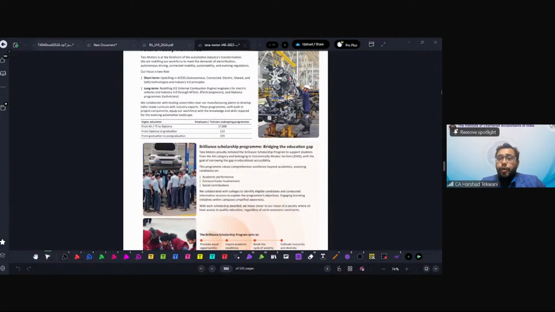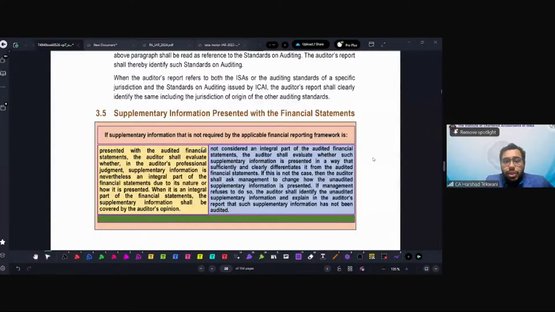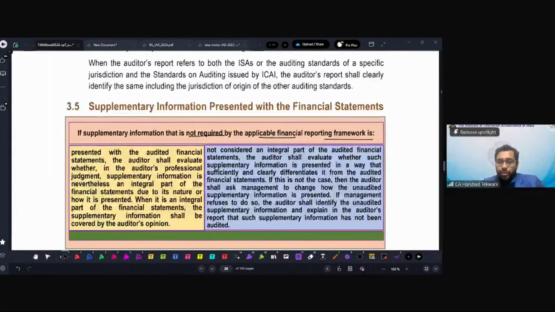And this particular information is known as supplementary information. Okay. Now, supplementary information is something that is not required by the financial reporting framework. Again, supplementary information, which is given on page number 7.20 of the study material that we are referring to here, is not required by the applicable financial reporting framework. That is additional information.